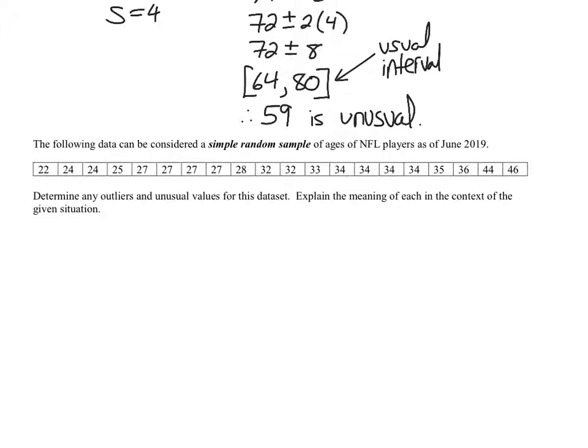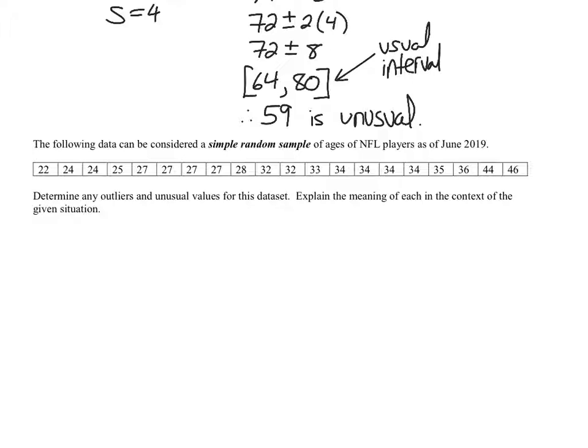The following data can be considered a simple random sample of ages of NFL players as of June 2019. I feel like I just made up the data set and then threw in Drew Brees' and Tom Brady's ages at the end. That seems right. Anyway, determine any outliers and unusual values for the data set. Explain the meaning of each in the context of the given situation.